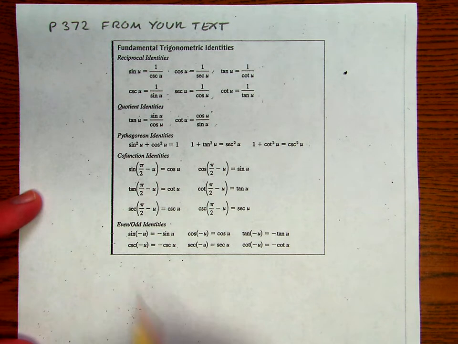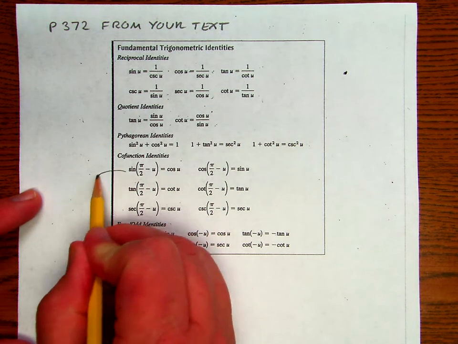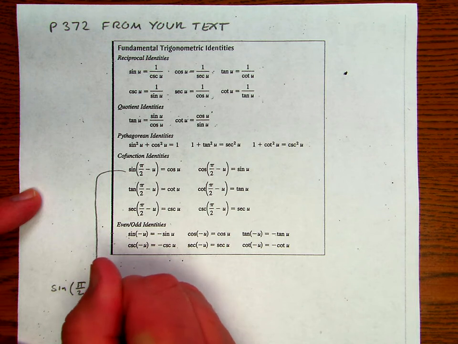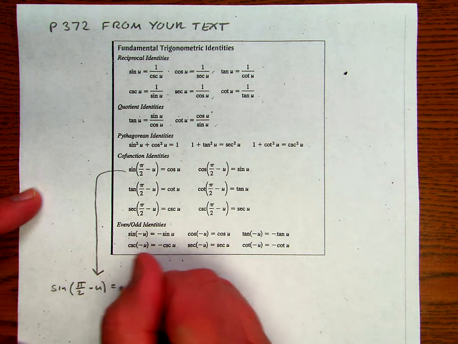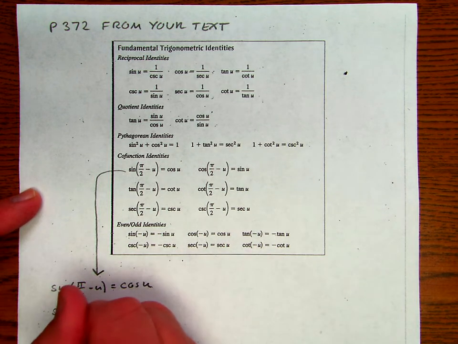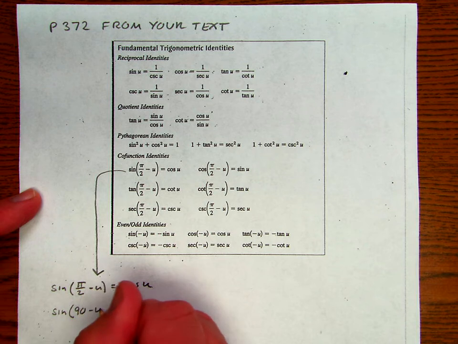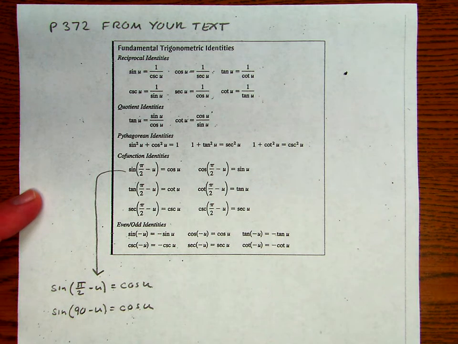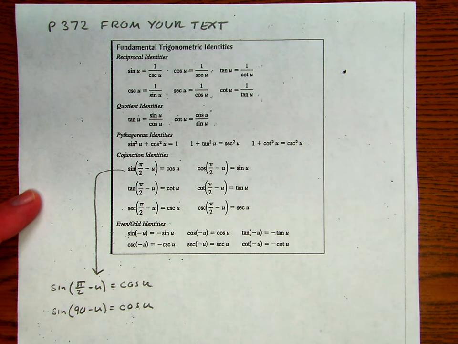To address the cofunction identities, I'm going to go back to basic right triangle trig. So we'll just use the first one as an opening example here. If we were to rewrite that in degrees instead of radians, which if we want to address this in SOHCAHTOA trig, that's what we want to do, it would look like that. Pi over 2 is 90 degrees.